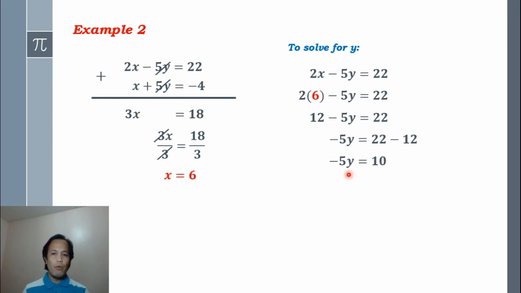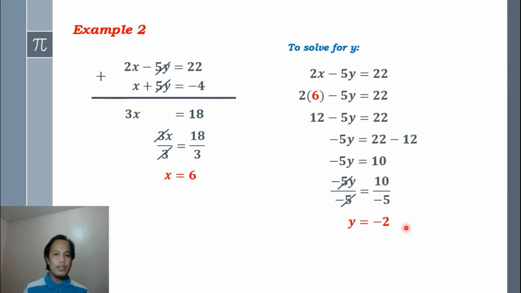To solve for y, we divide both sides of the equation by negative 5 to eliminate the coefficient of y, which is negative 5. So we can cancel out the negative 5. What remains is y equals 10 divided by negative 5, which is negative 2. So therefore, the values of the variables are x equals 6 and y equals negative 2.